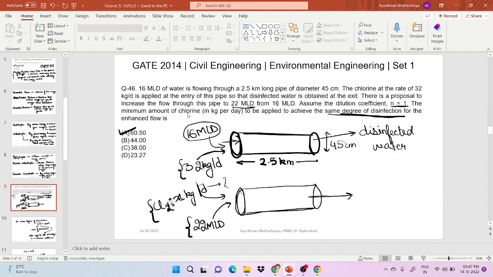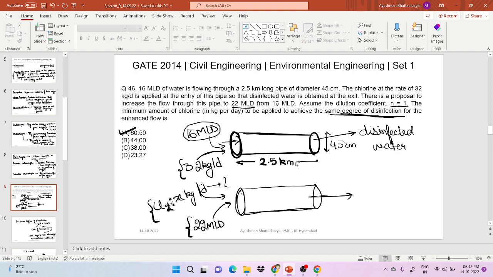Now, in the next question, we discussed that there is a pipe in which the initial flow rate is 16 MLD, and they are injecting chlorine at 32 kg per day. Now, in the question, they are asking what will be the minimum amount of chlorine that needs to be added when the flow rate is increased to 22 MLD, to achieve the same degree of disinfection.